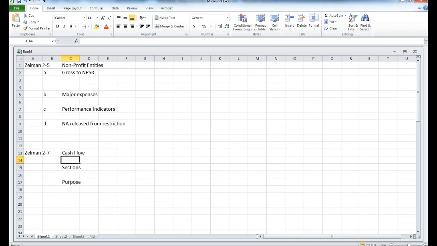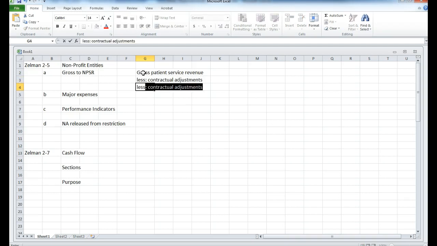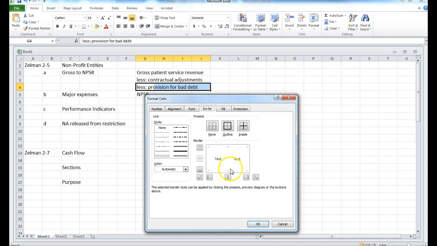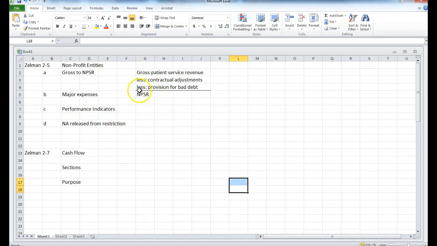So the first example with Blue Cross, we need to adjust for contractual allowances. So here we start with our gross patient service revenue, and we subtract less contractual adjustments. And then we also have to subtract out for bad debt expense, or formally we call that provision for bad debt. And what we're left with is net patient service revenue. Okay, so we abbreviate that as NPSR. You may hear in your workplace, if you're listening to a finance talk or something, they may talk about NPSR, and so that is what NPSR is.